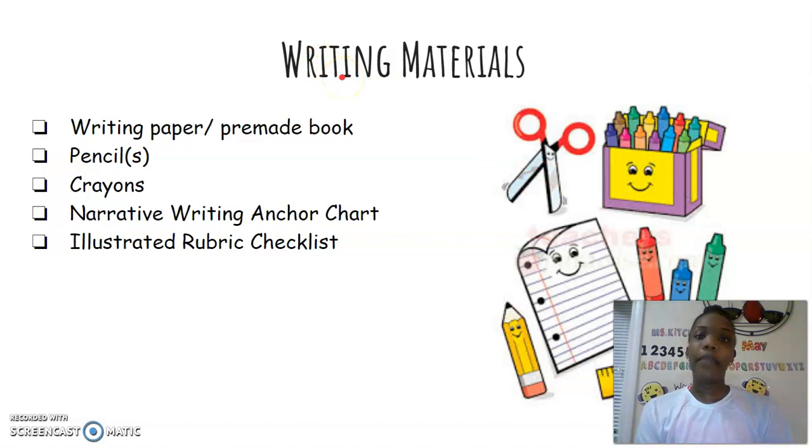Here are the writing materials you will need today. You're going to need your writing paper or your pre-made book, a pencil or some pencils just in case your pencil breaks, some crayons, the narrative writing anchor chart that I will be uploading with this assignment, and your Illustrator rubric checklist that I will also be uploading with this assignment.